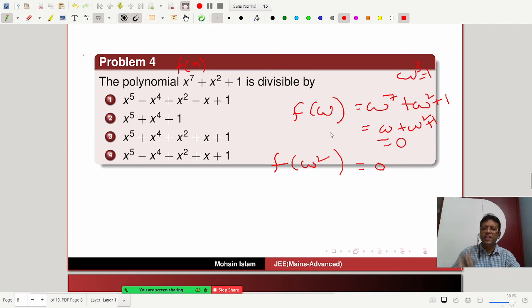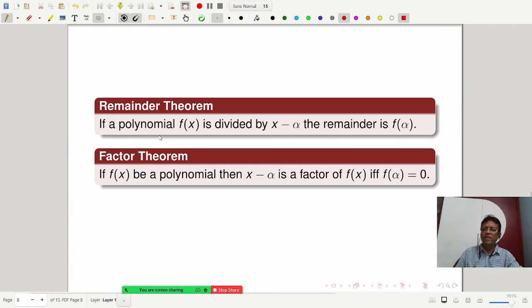Now I will explain two theorems. One is the remainder theorem. It is not required here. If a polynomial f(x) is divided by x minus alpha, the remainder is f(alpha). This is very important. And the factor theorem: if f(x) is a polynomial, then x minus alpha is a factor of f(x) if and only if f(alpha) equals 0. That is, if alpha is a root of the polynomial, x minus alpha is a factor. If x minus alpha is a factor of the polynomial, alpha is a root. So this is if and only if, a necessary and sufficient condition.